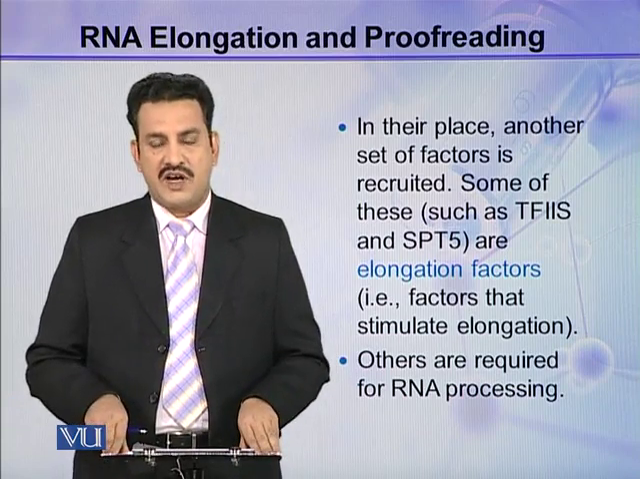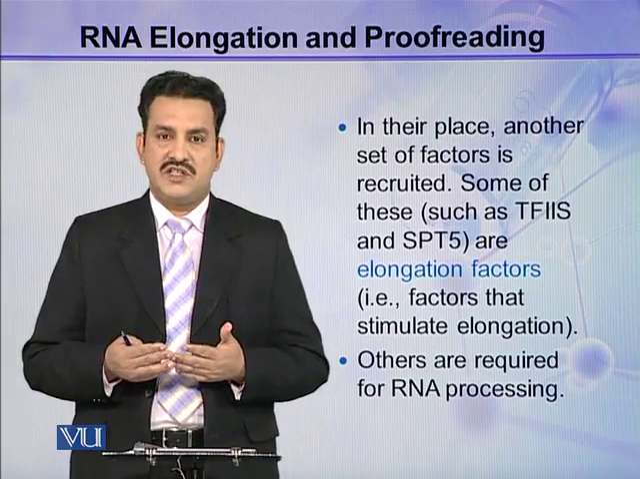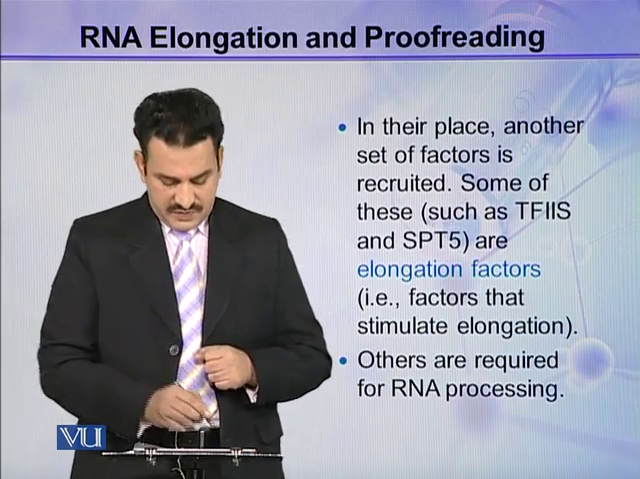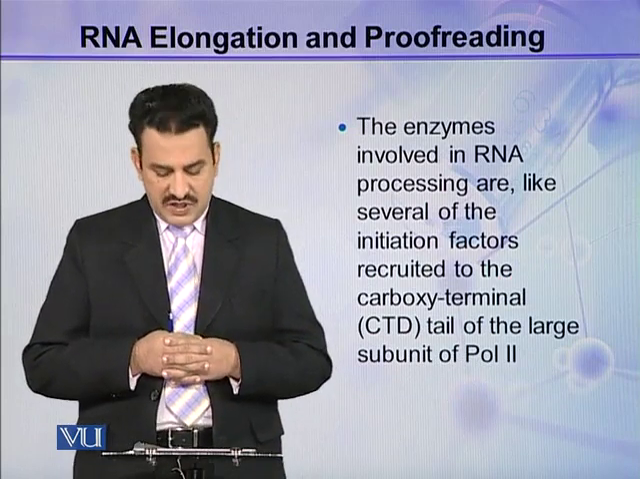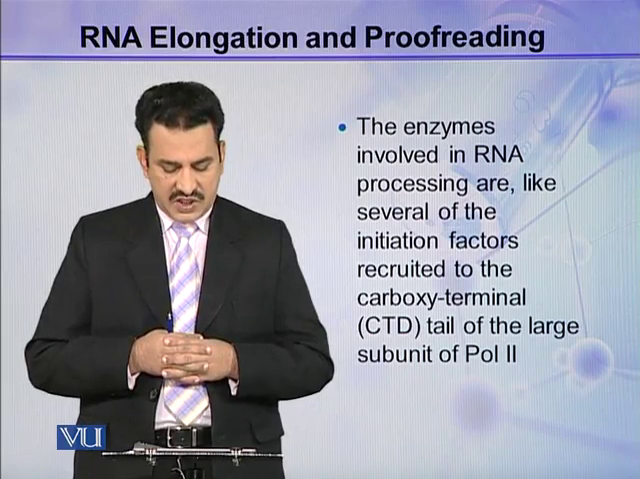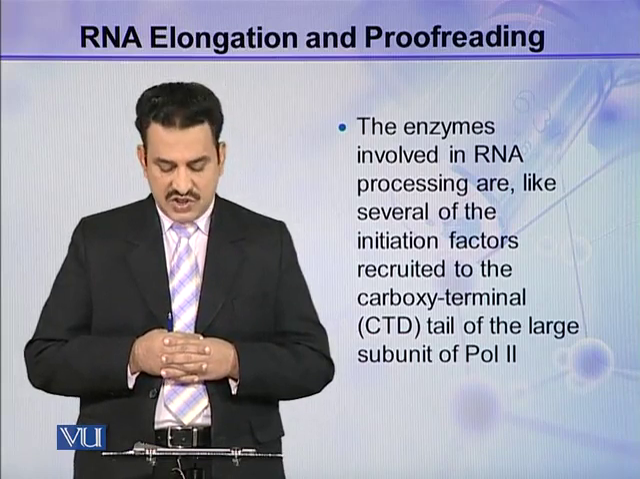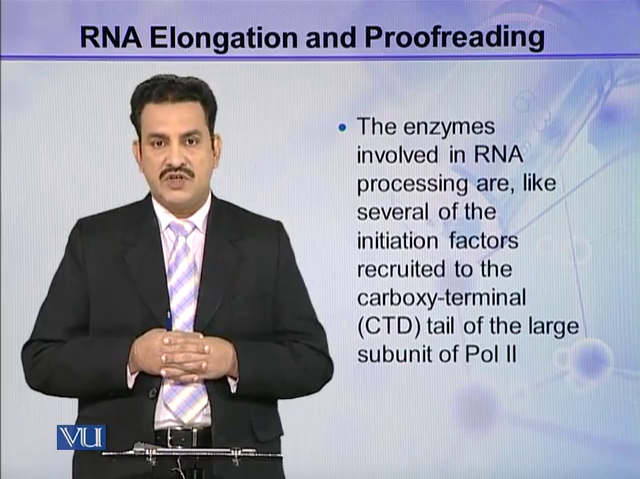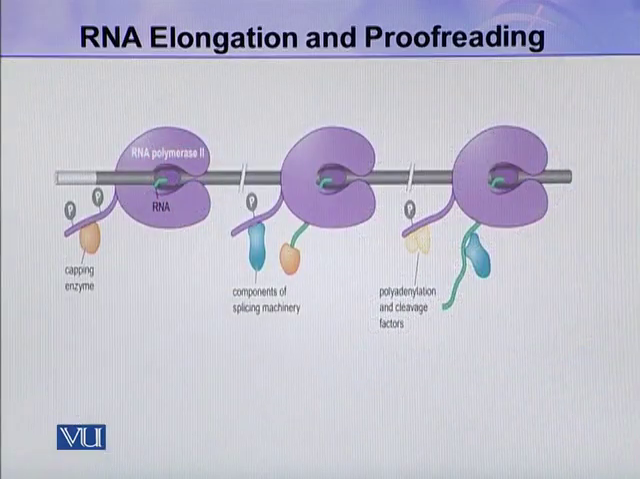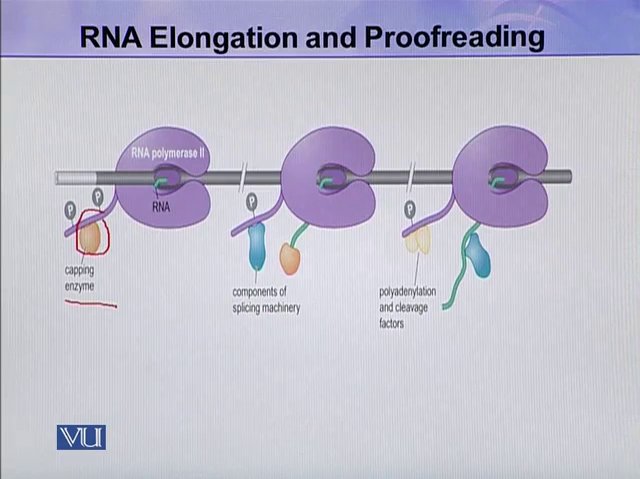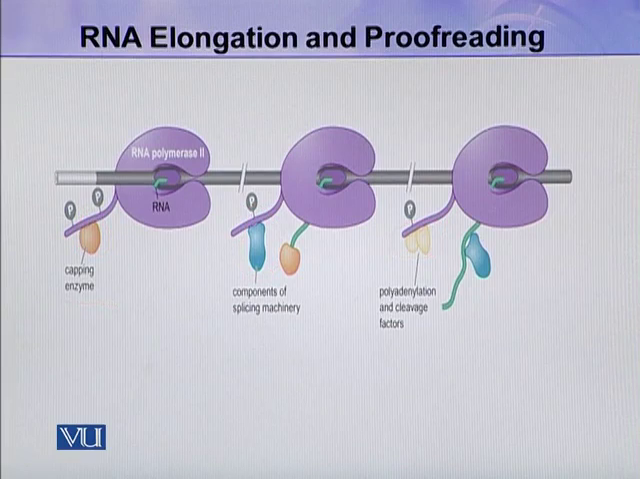Others are required for RNA processing, because as the RNA is synthesized, it is being processed side by side. The enzymes involved in RNA processing are, like several of the initiation factors, recruited to the carboxy-terminal tail, the CTD tail, of the large subunit of polymerase II. So here you can see different factors. This is the capping enzyme, and this is the splicing machinery, and this one is the polyadenylation and cleavage factors. So these are different factors which are now recruited during the elongation phase.